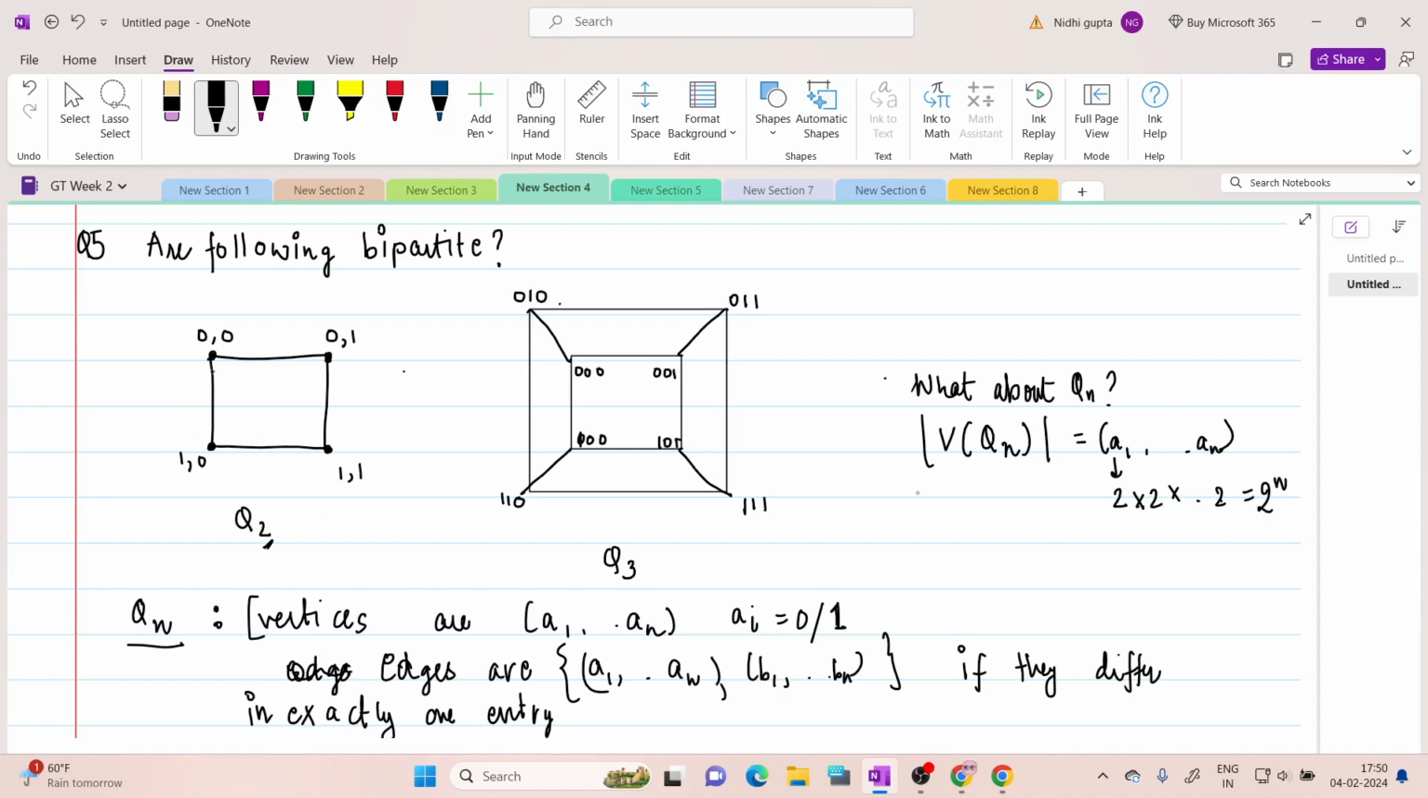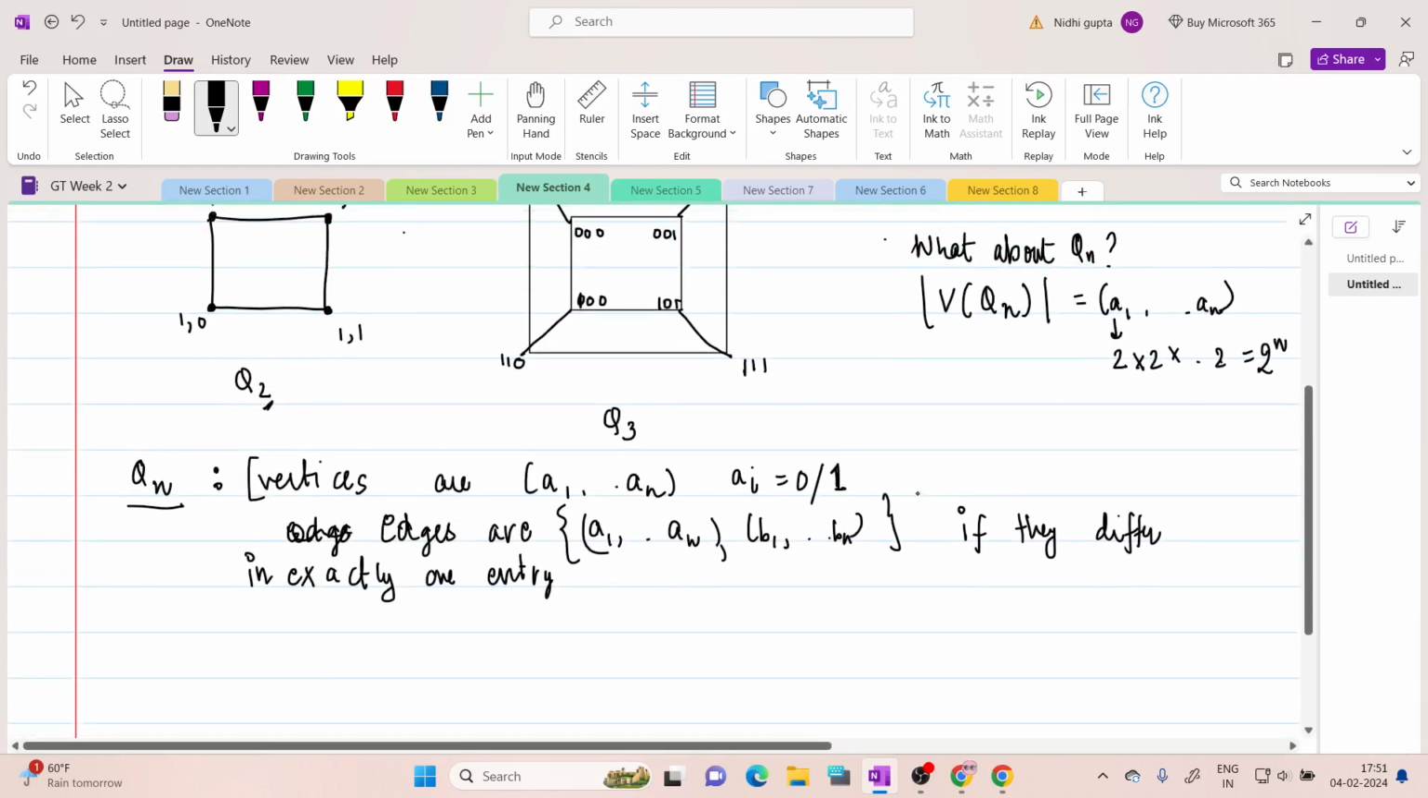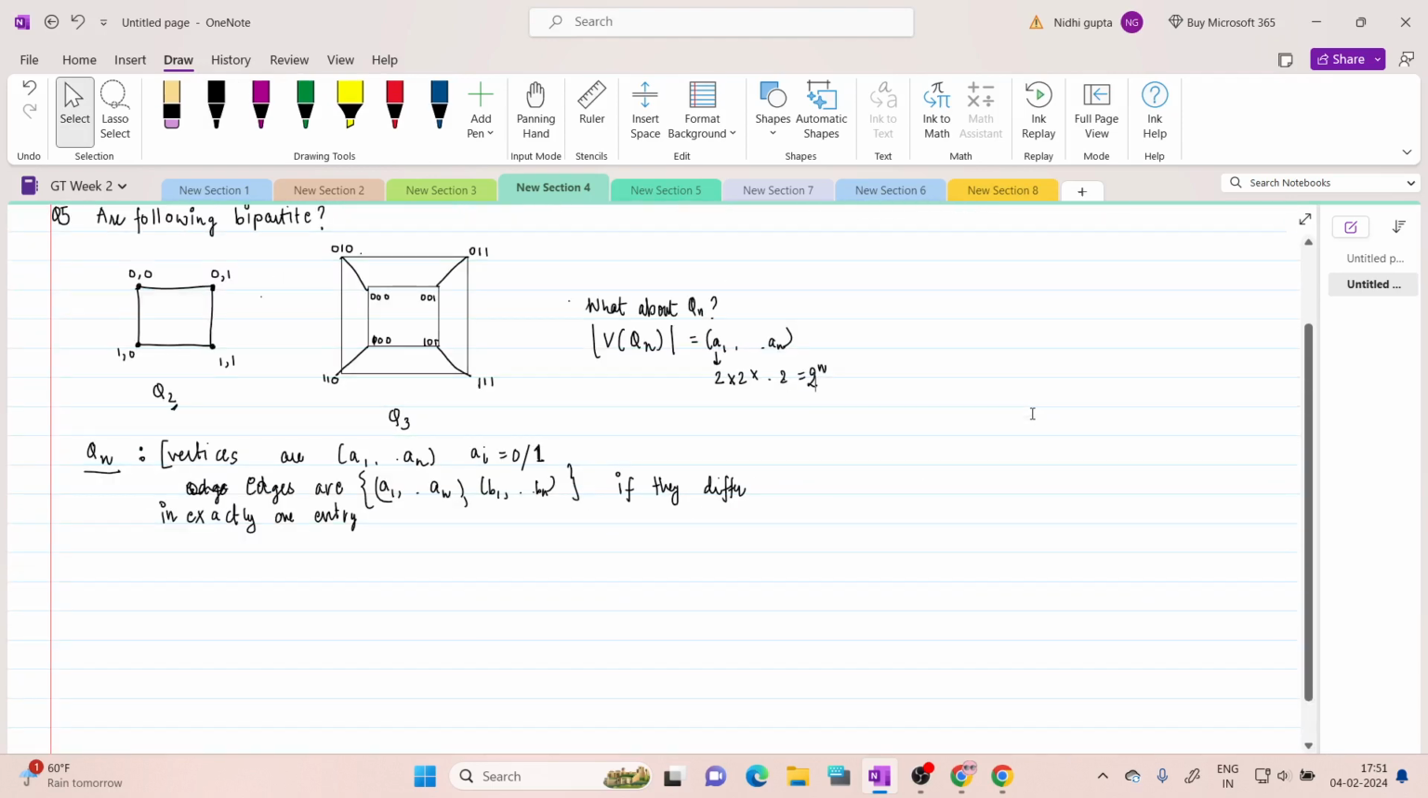Now the question is: is Q2 bipartite? What do you think? If it is bipartite, then you have to give me set A and set B. Set A will be 0 0 and 1 1, and B is 1 0 and 0 1. So is he correct?